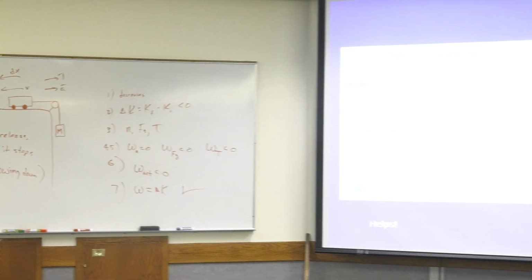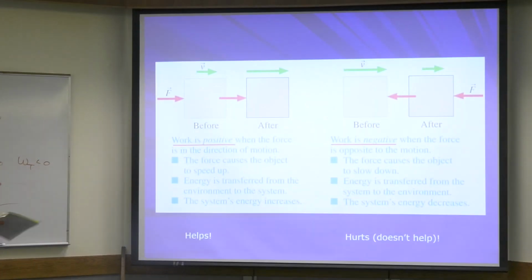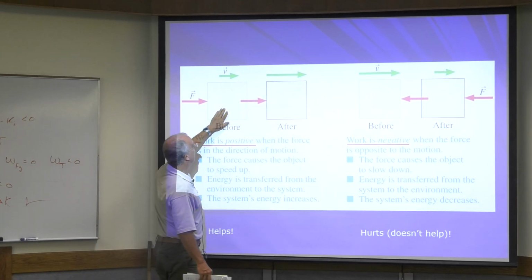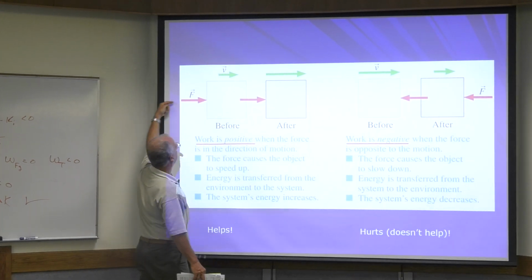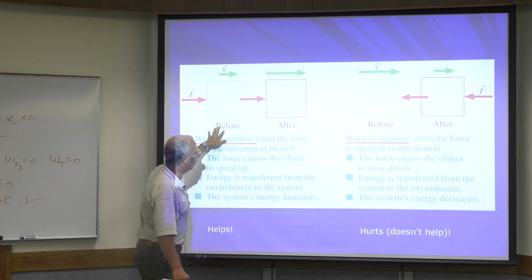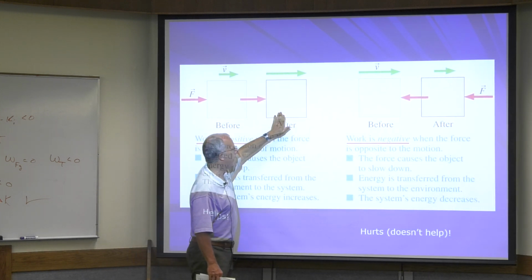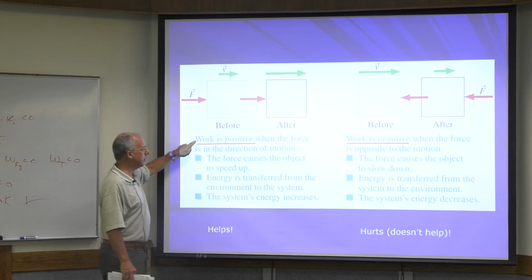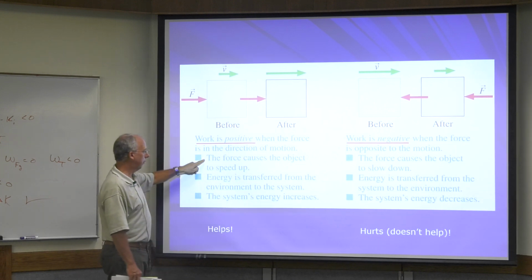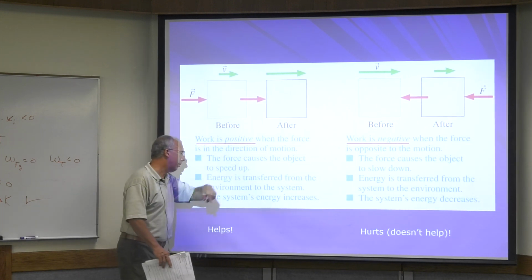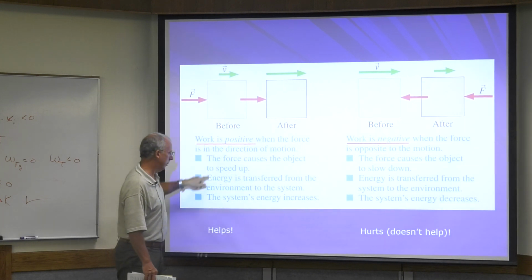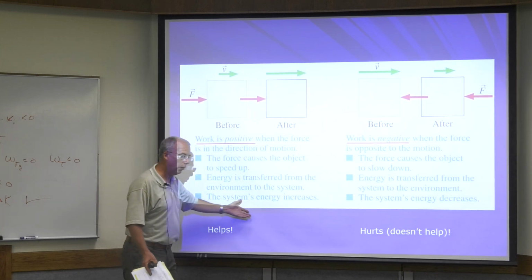Okay, so here's another way of trying to figure this out. Here's the object. It's moving to the right. You apply a force to the right, so it's going to go faster. No kidding, right? There's a before and an after, and it's going faster after than before. So work is positive when the work is in the direction of motion. The force causes the object to speed up. Energy is transferred from the environment to the system. The system's energy, therefore, increases.